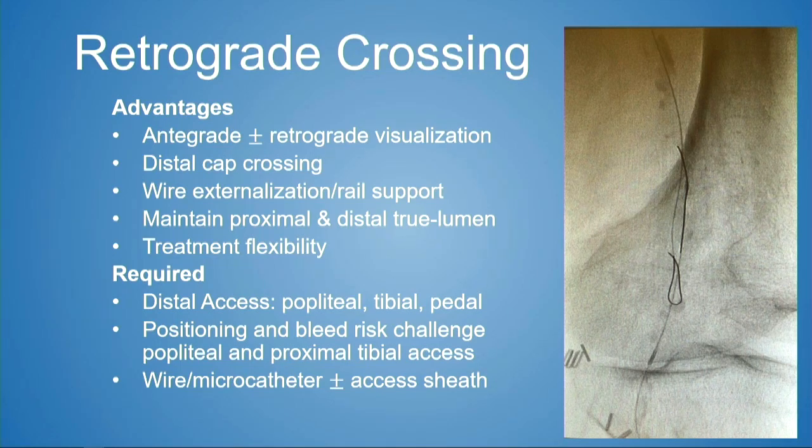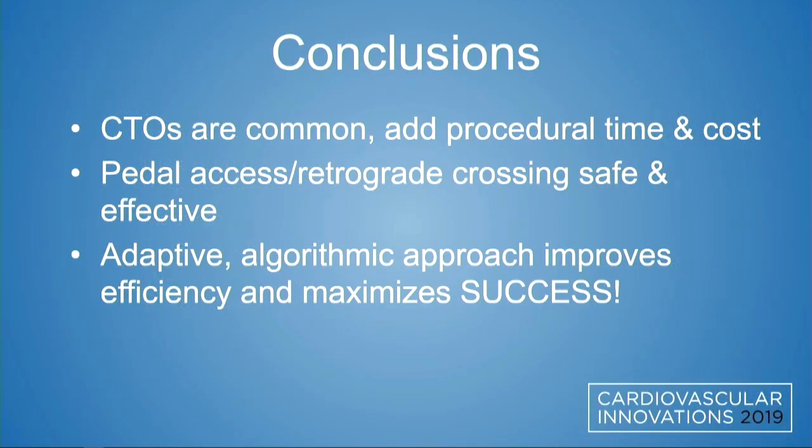And again, I think that's my primary approach. To conclude, CTOs are common, add procedural time and cost. Pedal axis and retrograde crossing is safe and effective. These reentry devices can augment when those techniques are not useful in crossing, but an adaptive algorithmic approach, as Dr. Banerjee showed us, improves efficiency and maximizes success. Thank you.